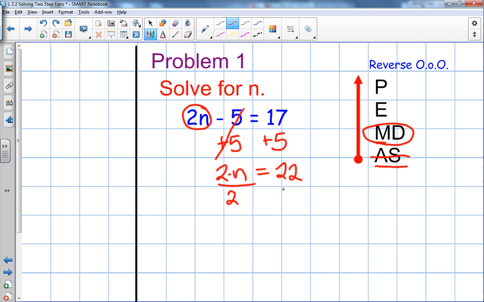And what I do on one side, I do on the other side. The 2's cancel. I'm left with n equals, and 22 divided by 2 is 11. And there's my solution. And again, notice that it's n equals 11, not just 11. You start with an equation, and you solve, and you end with an equation.